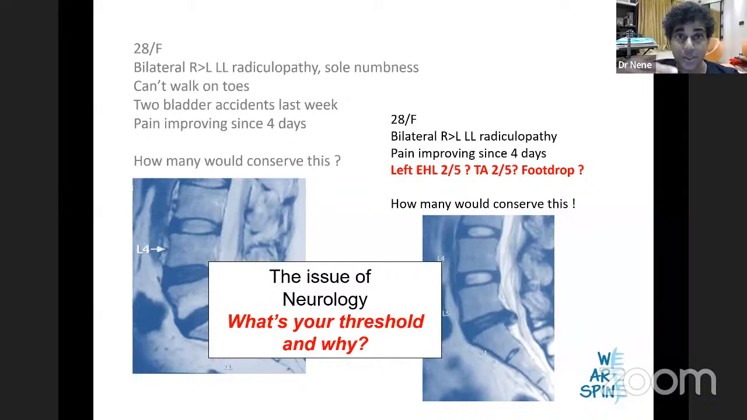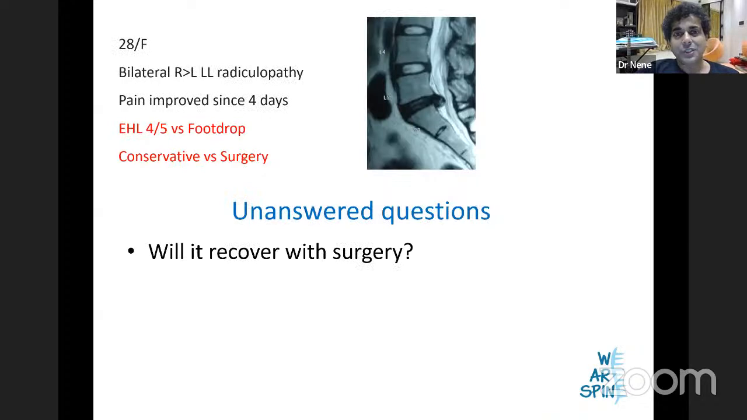And then we got into this slightly messier situation where you have a disc on the MRI and you have a foot drop or an EHL of 2/5, so a significant deficit. So far, the consensus we reached was that 3/5, or something that's not compatible with your normal life, which means that if you're a running athlete, even a 4/5 may not be compatible, you would use that to leverage surgery. The big question is, will it recover with surgery? And I'd like all your inputs on this.